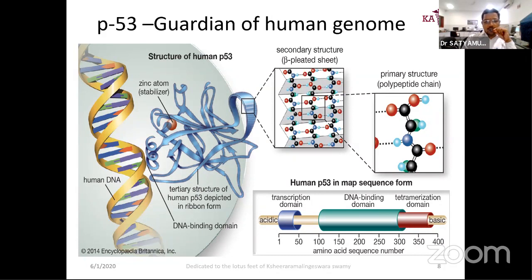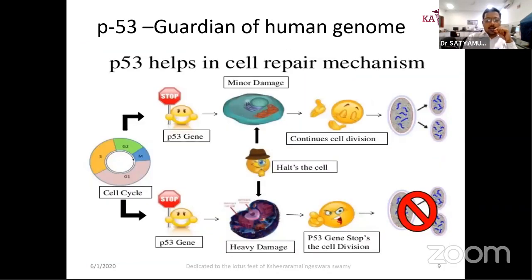Okay, approximately it contains 400 amino acids. And I put it in a nutshell how it is working. In p53, if the cell cycle is going and there is minor damage, if the damage is repairable, it is going to the division. If it is not, it is a heavy damage to the genome, and it is stopping the cell, and the cell goes into cell death.